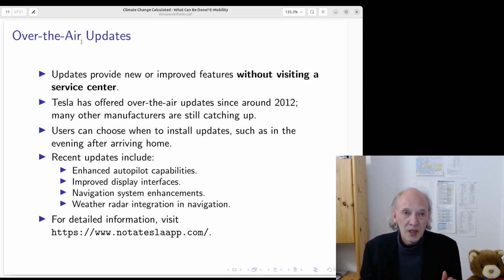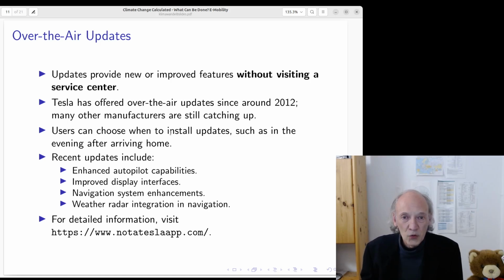And it also enables over-the-air updates. Previously, conventional cars just age, they don't become better with time. But software-defined automobiles get updates like smartphones, and in this way become better over time. So little improvements. Tesla has had over-the-air updates since around 2012, so they were the first, and many other manufacturers are still catching up. It's actually not so easy to have over-the-air updates, and many other manufacturers discovered that. So that's why they are still catching up.